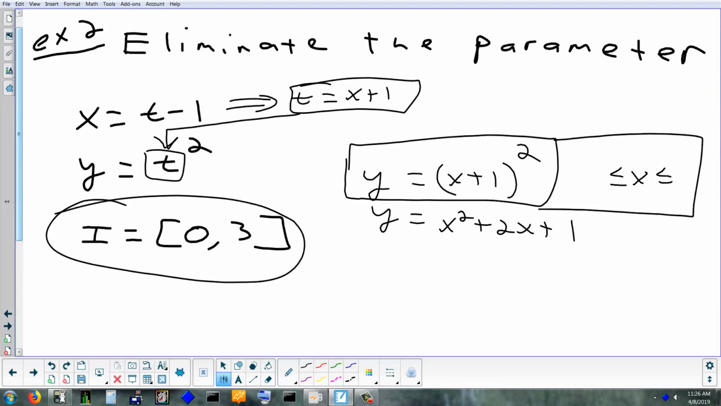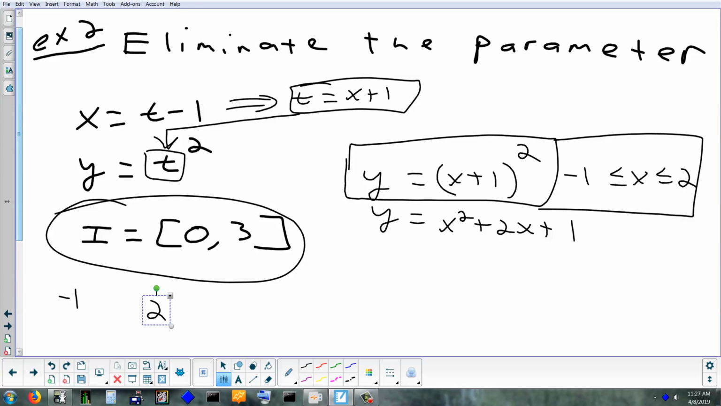Okay, so let's start with 0. If you plug in 0 for t, what do you get for x? Negative 1. I'm just going to write that off to the side. Now, what if you plug in 3 for t? What do you get? 2. So this time, the starting point gave me my lowest value. The ending point gave me the highest value. So we go from negative 1 to 2. So it's a parabola just between negative 1 and 2.